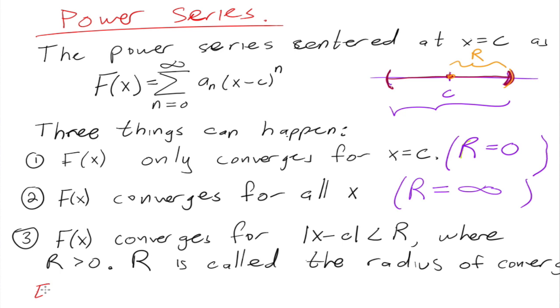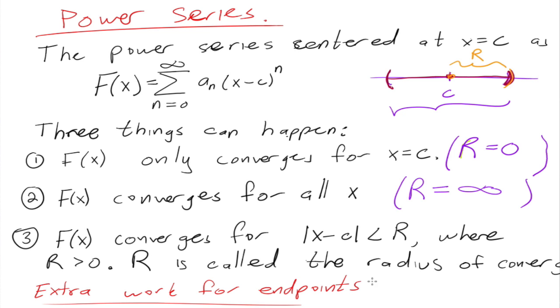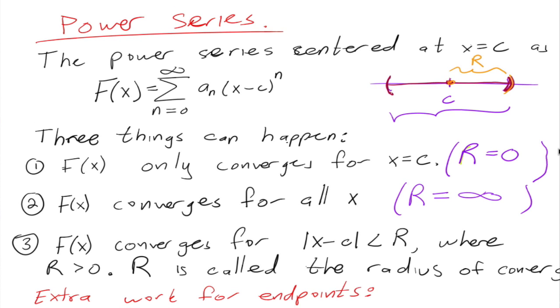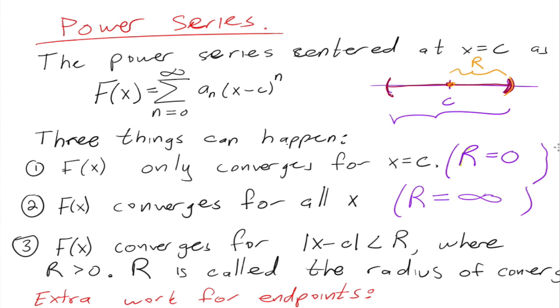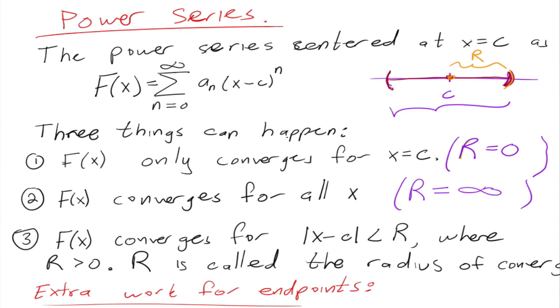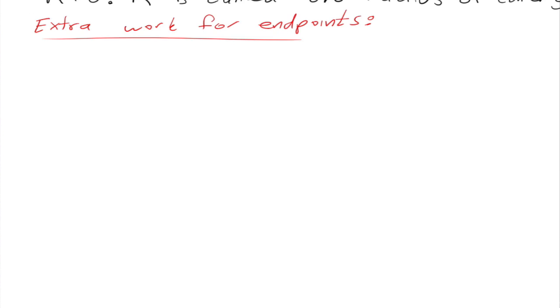you have to do extra work for the endpoints. So you don't know. It might converge, it might not converge, so you just have to test each one individually and see what happens. Okay, so now the question is, how do you tell whether it converges? Well, let's do that with an example.